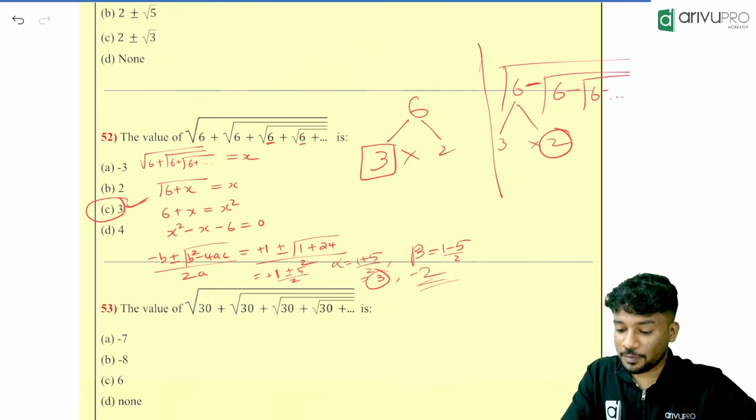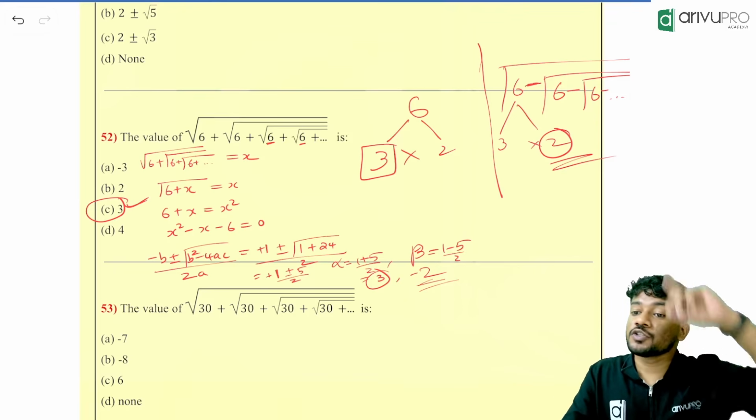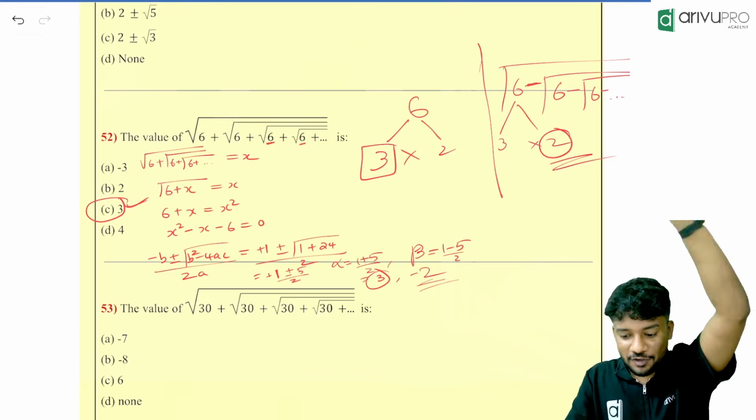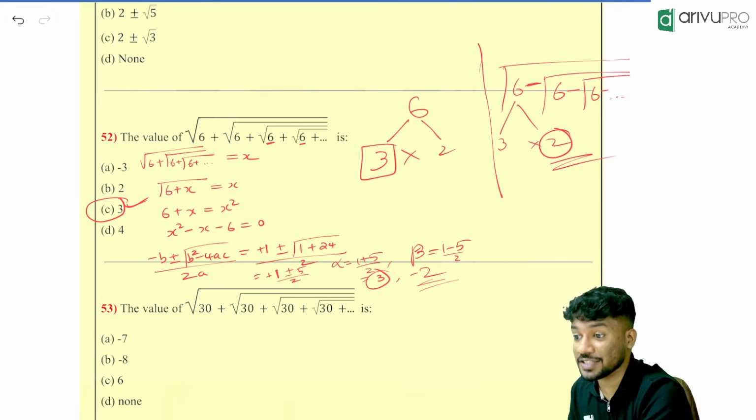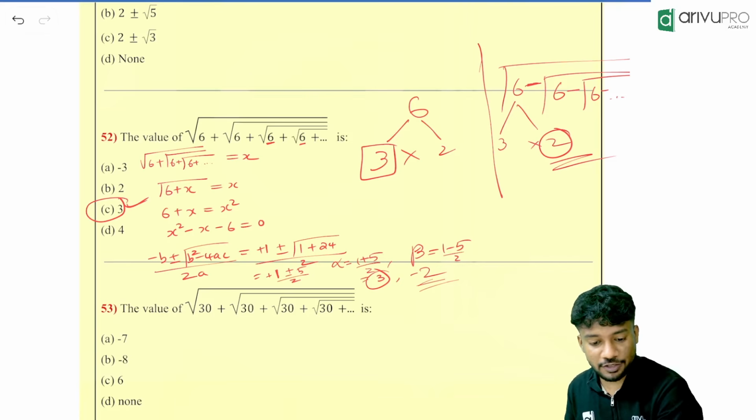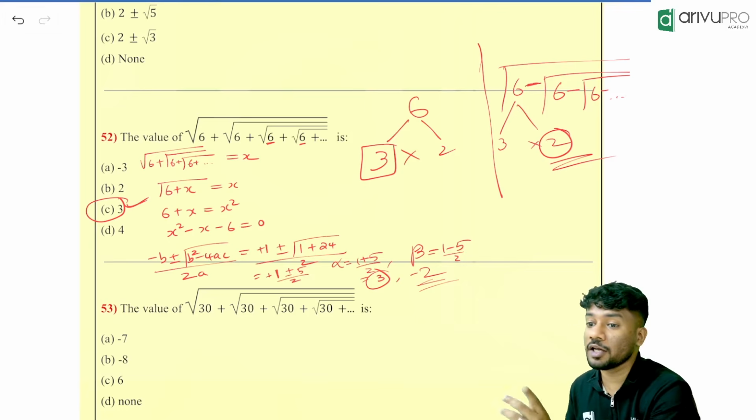What is the smaller number? 2 is the smaller number. Which option is giving you the answer then? 2 will be your answer. Are you getting my point? So, understood? Whenever it is a product of two consecutive numbers, if the plus sign is in front, the bigger value is your answer. If the minus sign is in front, which will be your answer? The smaller value will be your answer.